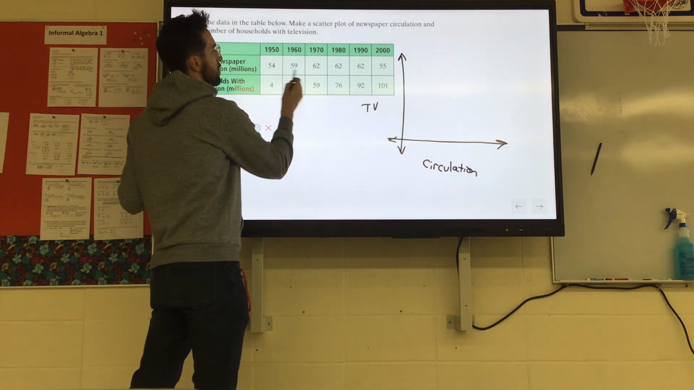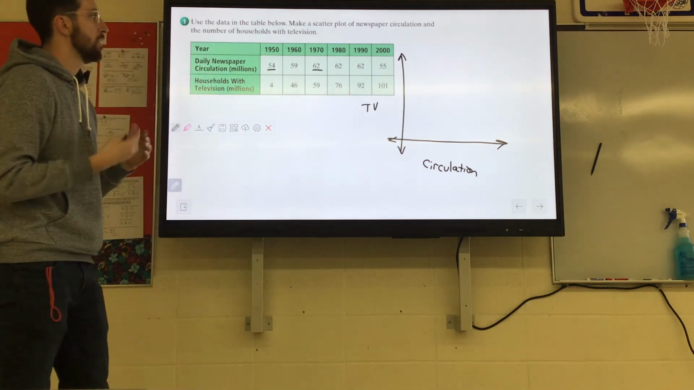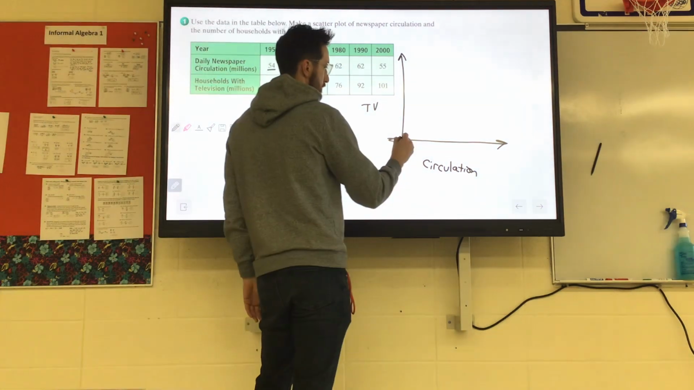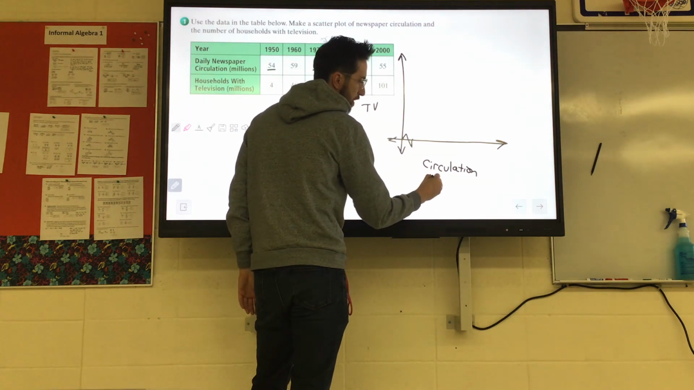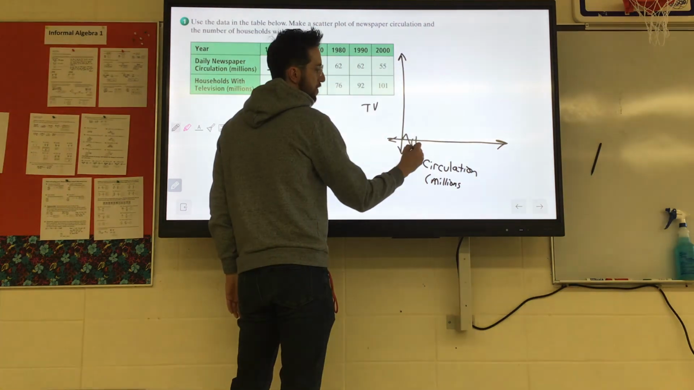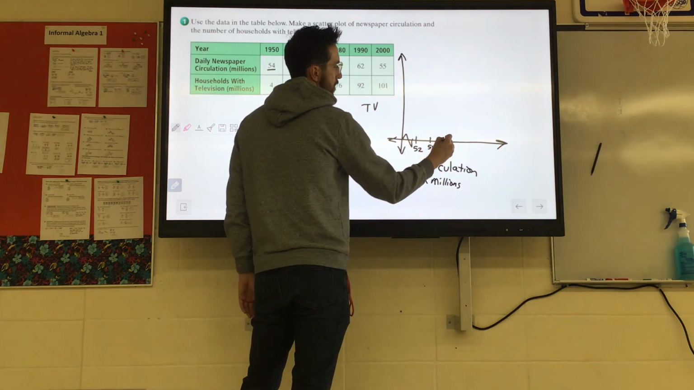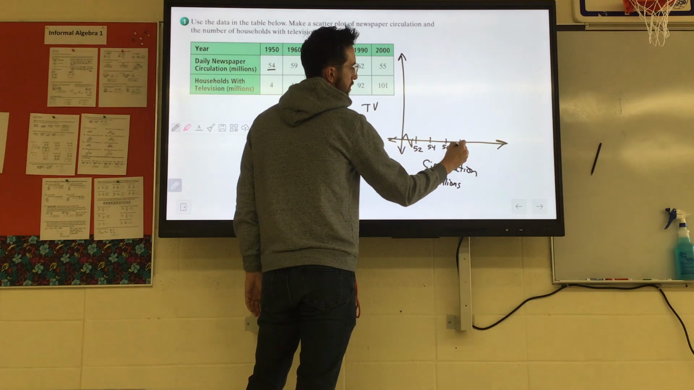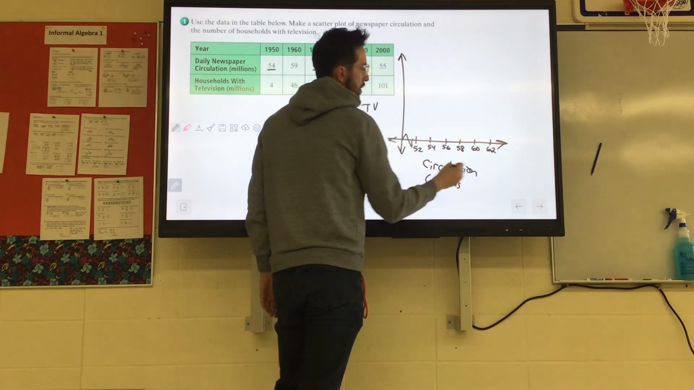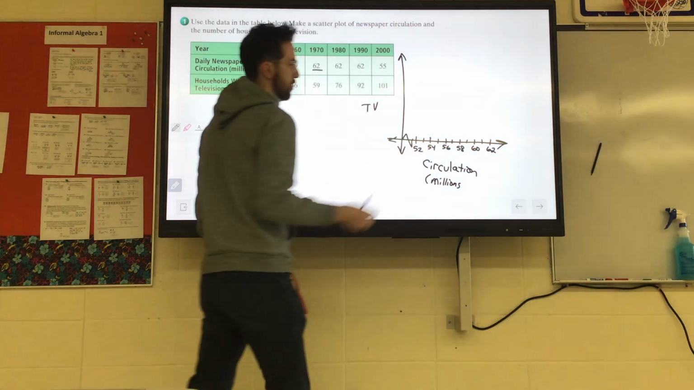The circulation numbers are in millions. The lowest one we have is 54 million and the highest is 62 million. So maybe we could create a break and go by twos. How's that sound? We'll put millions here. We could start right at 52, then 54, 56, 58, 60, 62. You could even split the difference and have the odd numbers in between. That'll include all of them.